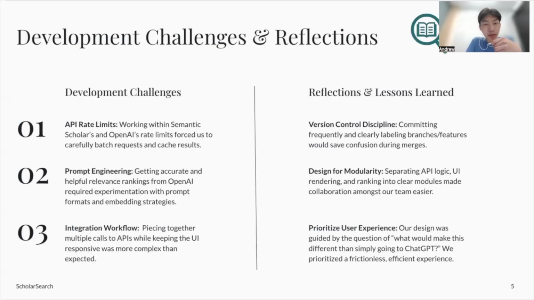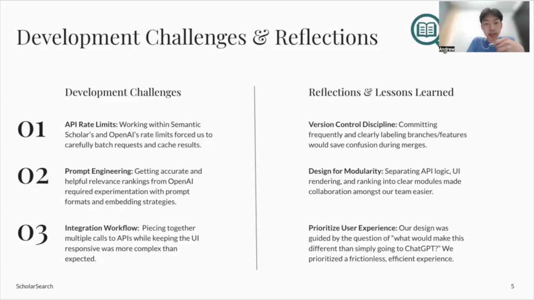And some reflections we learned from the process include version control, making sure that we try to break down every commit into a clearly labeled feature in order that our teammates can keep track of what was changed and see what works and what doesn't work and modify appropriately. The second reflection is that we separated the logic for API and UI front end stuff, as well as the ranking logic into clear files to make collaboration easier, especially since we are a team of four and we're working on different parts that have relationships with each other.